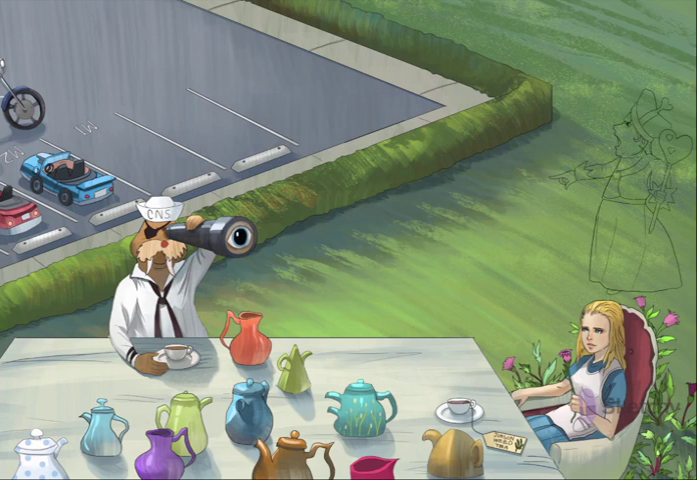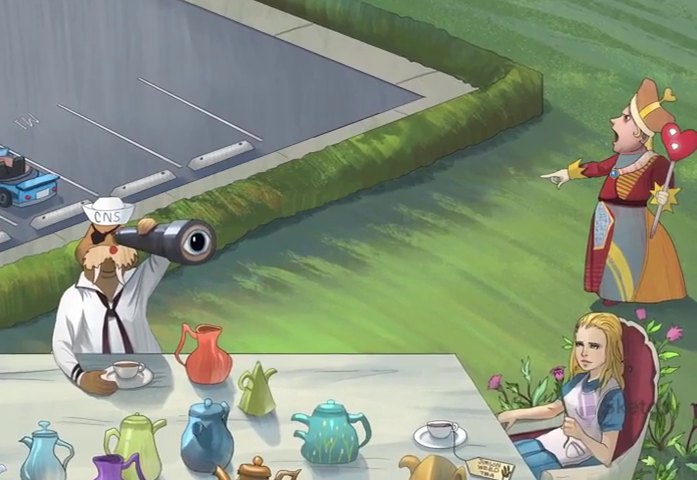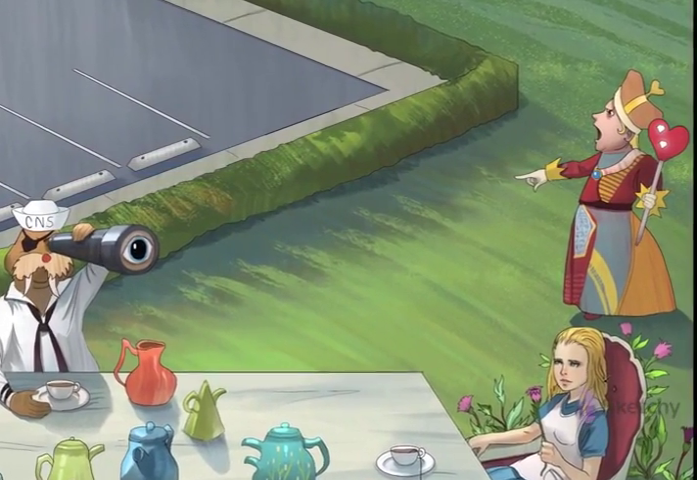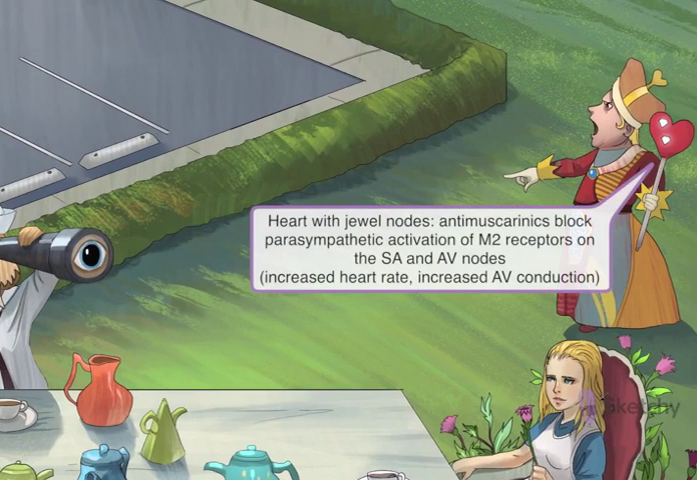Next, let's introduce the Queen of Hearts, because one of the most important clinical uses of atropine is for the reversal of lethal bradyarrhythmias during advanced cardiac life support. Recall from the parasympathetic port town that M2 muscarinic receptors are expressed at the sinoatrial and atrioventricular nodes. These were represented as two nodal jewels, this time incorporated into the Queen's heart scepter.